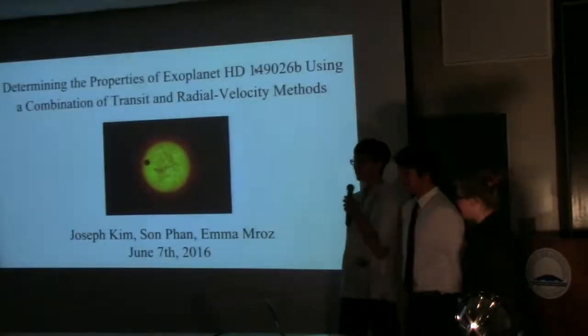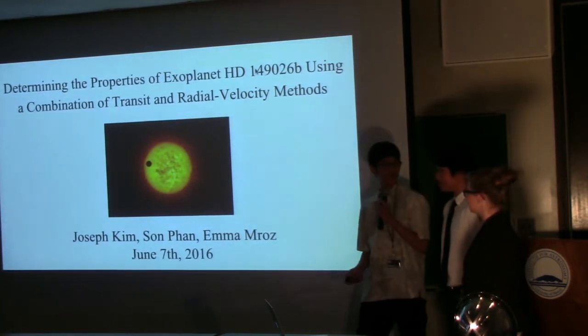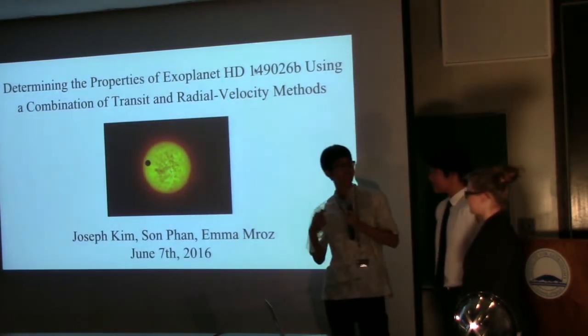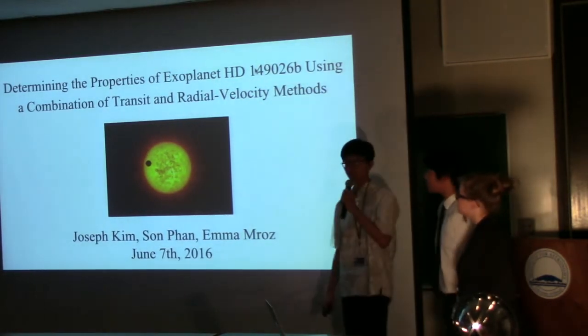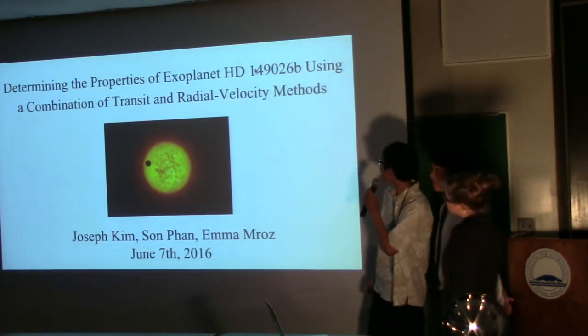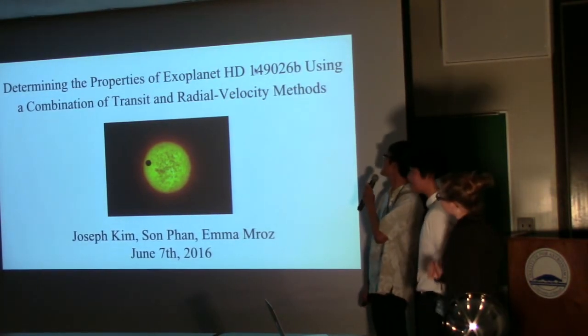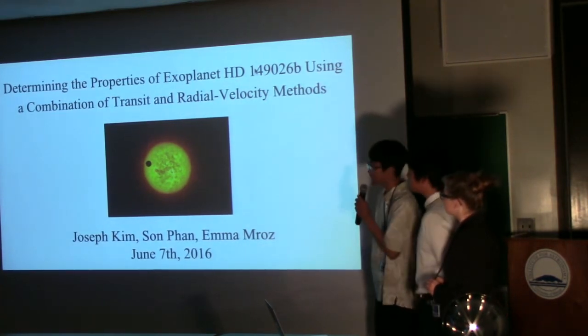All right, cool. Welcome back, everyone. So as Mr. Nasser said, my name is Joseph Kim. On my left is Son Phan, and on the far left is Emma Mroz. And the title of our research project was Determining the Properties of Exoplanet HD 149026b using a combination of transit and radial velocity methods.